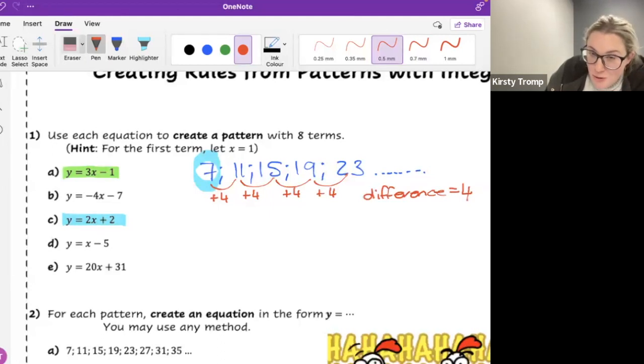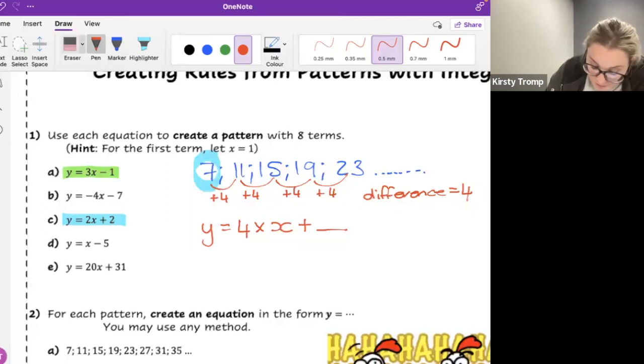So that means if I'm going to look for my rule, I'm going to say y, because that's the way they wanted the rule, is equal to 4 times by x plus something. That's how I found the rule. I say 4 times by x plus something. The difference times by x plus something will give me the rule.